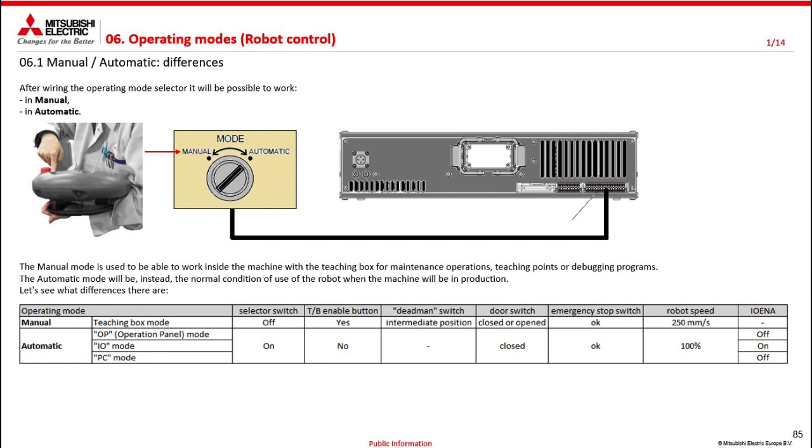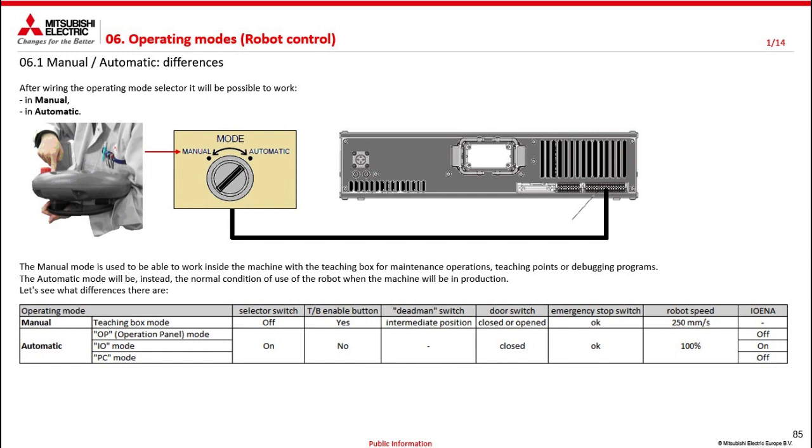What are the differences between manual and automatic? First of all, in the previous modules, we have seen that to switch between these two modes, we need to wire a two-position selector by the customer, which is used to switch between the two modes. This selector was previously installed on the controller of the CR800. It is no longer present. After having wired the operating mode selector, it will be possible to switch between manual and automatic.